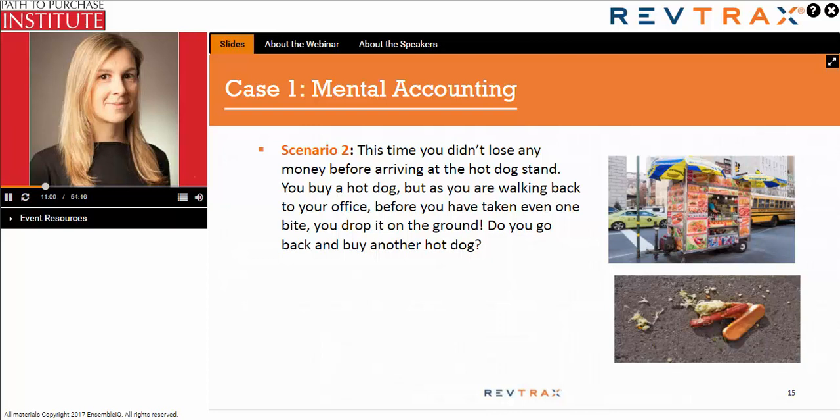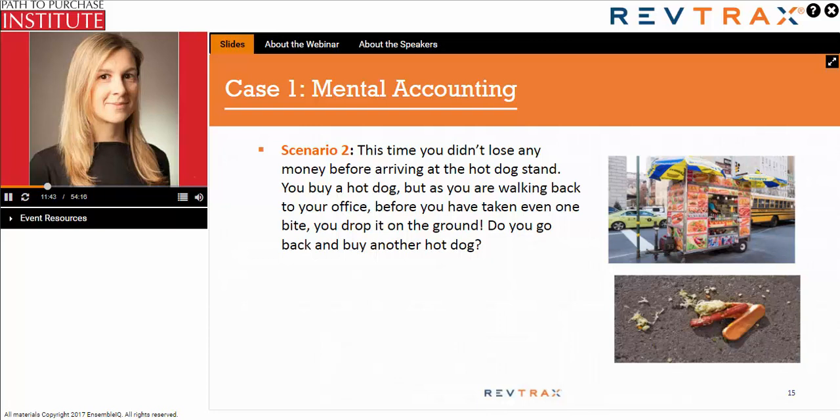And this time, you didn't lose any money before arriving at the hot dog stand. So you buy a hot dog, but as you're walking back to your office, before you have taken even one bite, what happens? You drop it on the ground. Oh my God, what am I going to do? So the question is, do you go back and buy another hot dog? All right, so I want you to think about whether you answer this question yes or no.